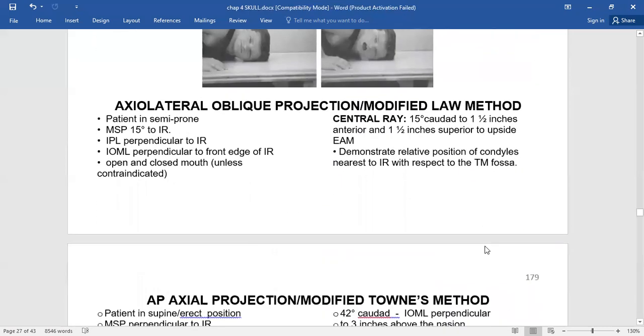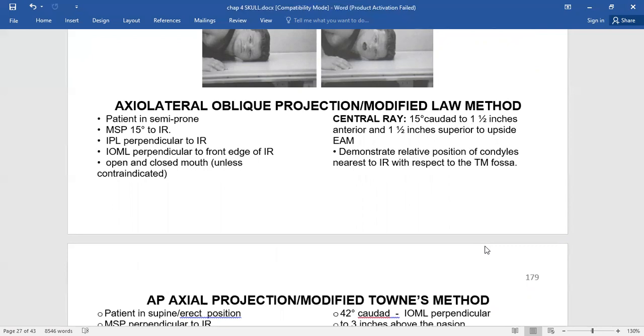Next is the modified law method or the axial-oblique projection. So, pareho lang din kanina ng ating modified law, patient semi-prone, MSP 15 degrees to IR, IPL and IOML perpendicular sa IR.